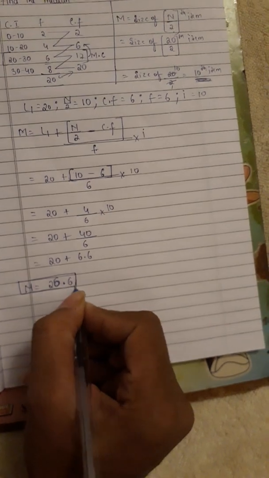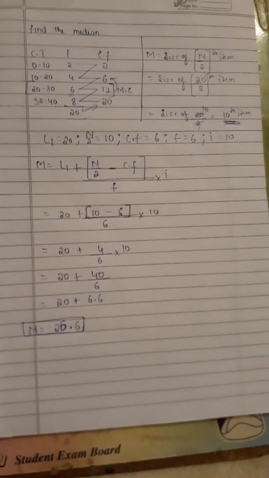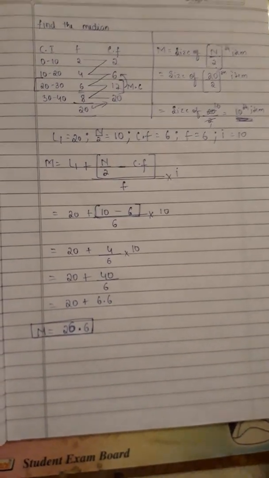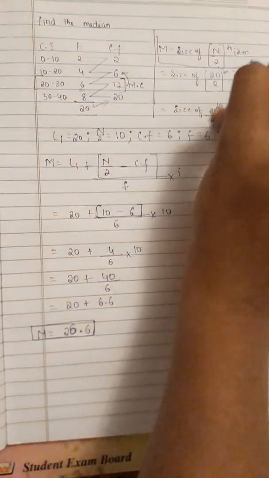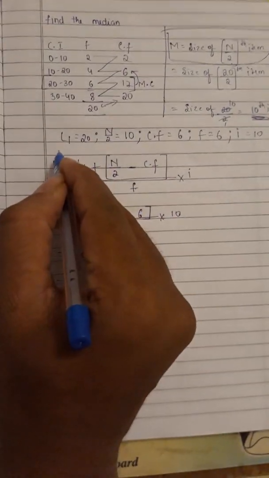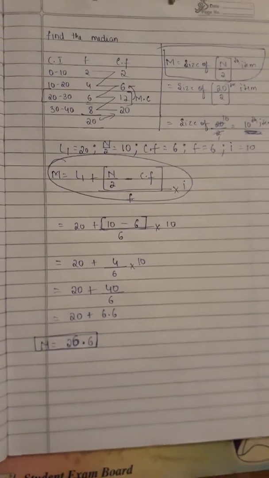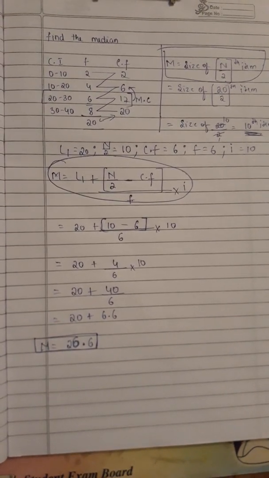So this is how you find your median under continuous series. You have to use two formulas. This is the first formula and this is the second formula. If you use these two methods, you will be able to find median.